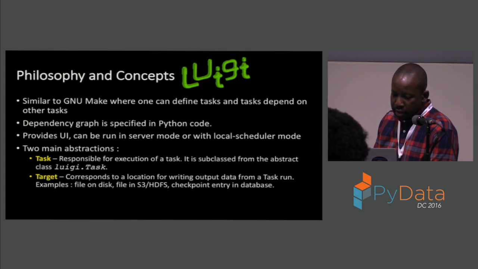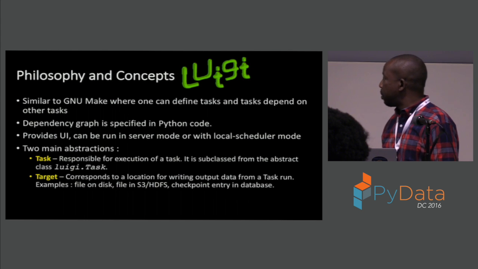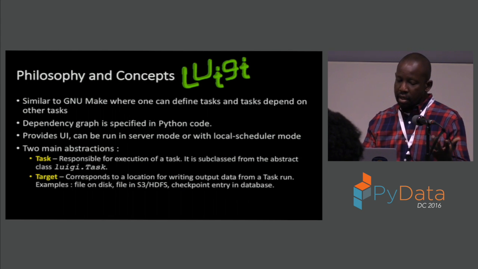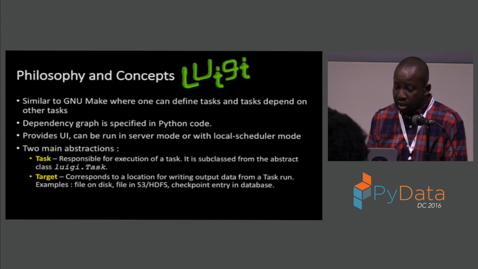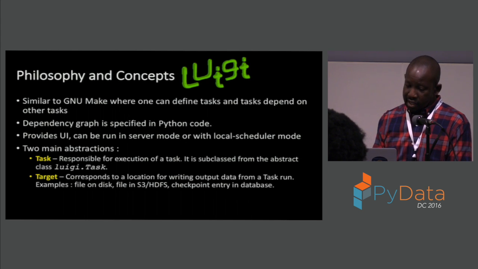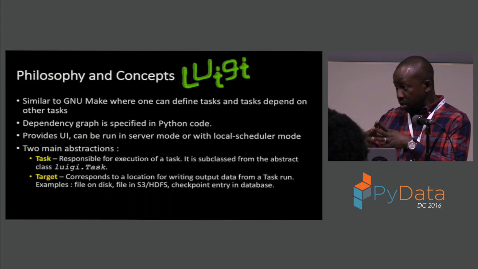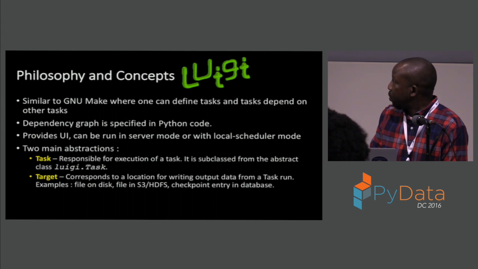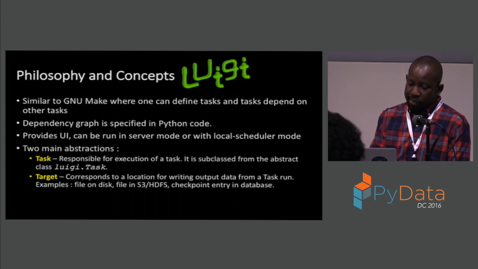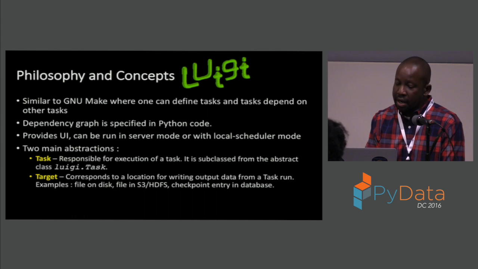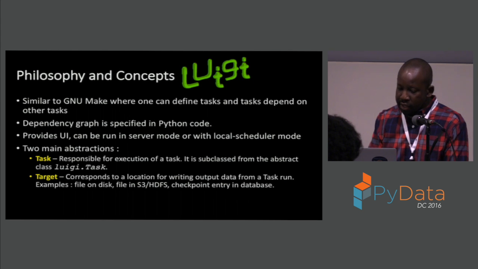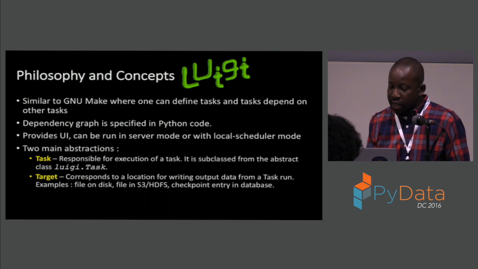In terms of concept, there are two main abstractions. There's a task abstraction, which is responsible for task execution. What you do is subclass from an abstract class that the Luigi Python module provides for you, luigi.Task. The other concept is a target, which is a location where you write output data from each stage of the pipeline. You can write to a local file on disk, to HDFS or an S3 bucket, or a checkpoint entry in a database.